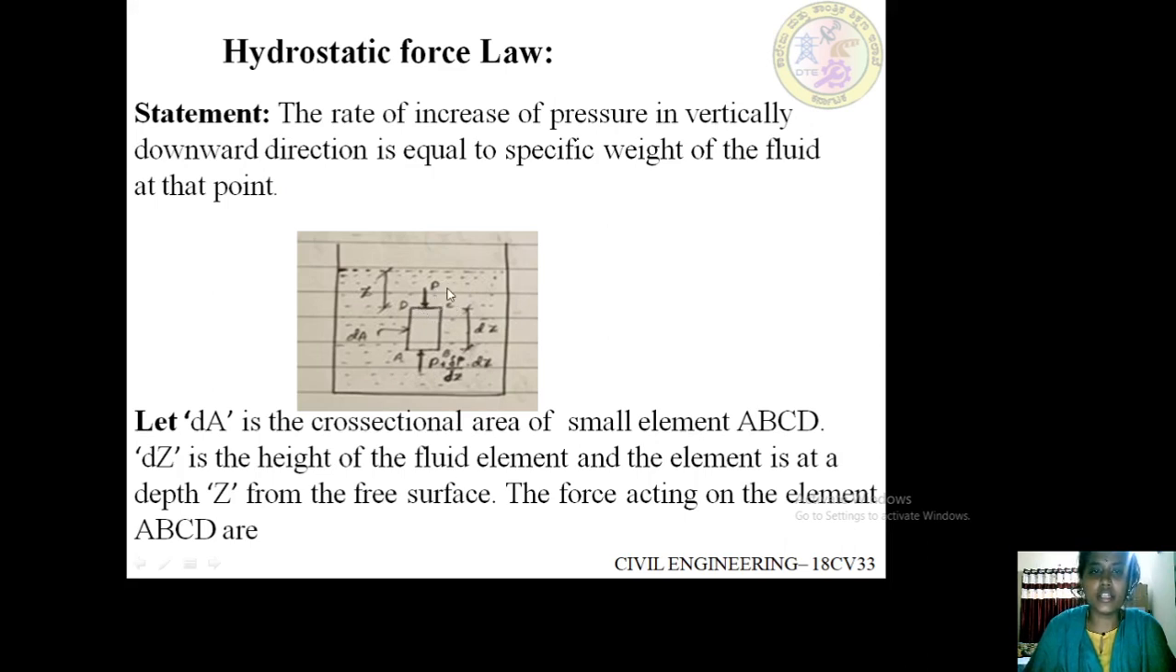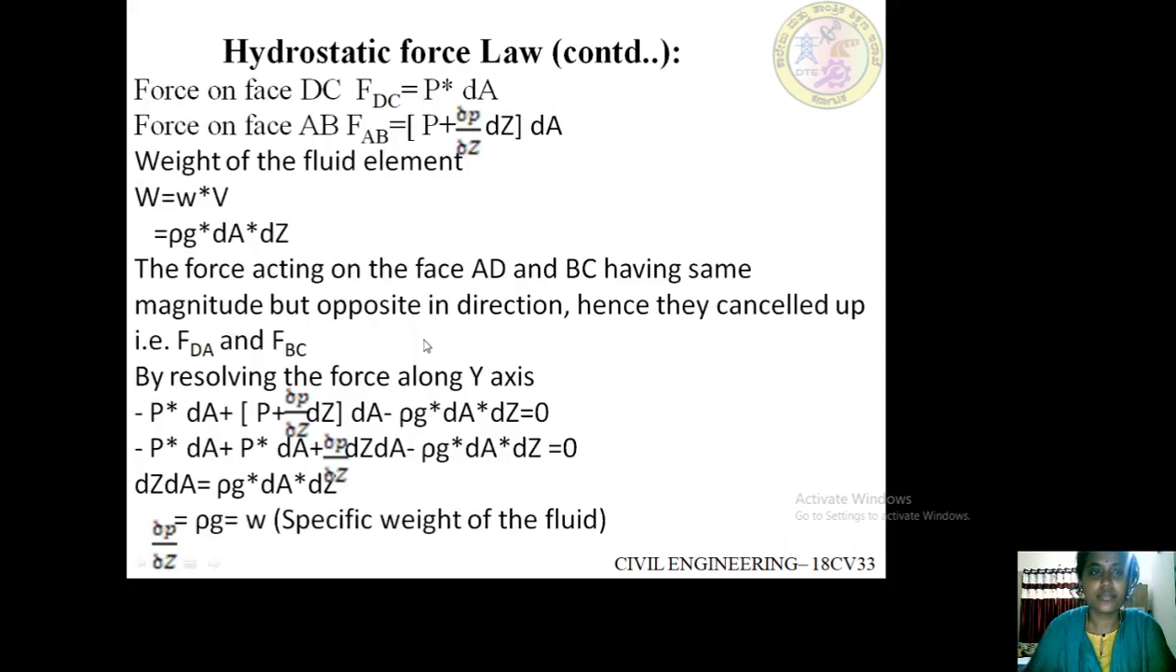is pressure into area. The force will be P into dA. The force acting on the face AB will be equal to P plus delta P by delta Z into dZ into dA. Whereas the forces acting on the faces AD and BC cancel out because they are the same in magnitude but opposite in direction. We are considering only the vertical forces, that is the force on face DC and the force on face AB.